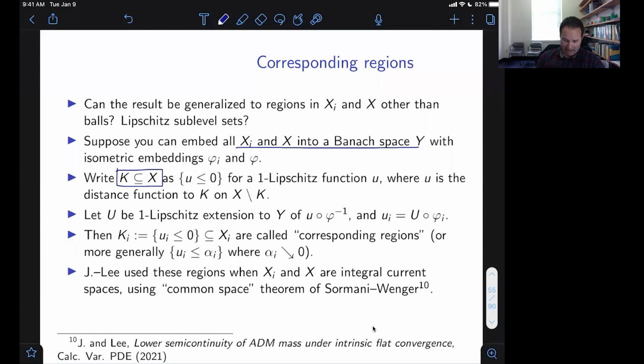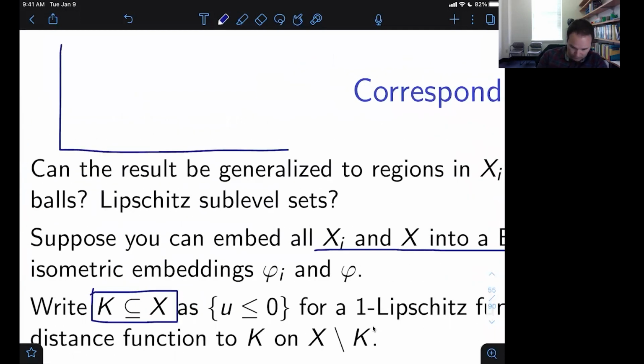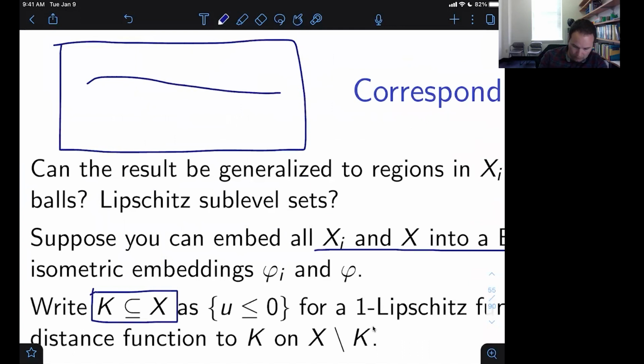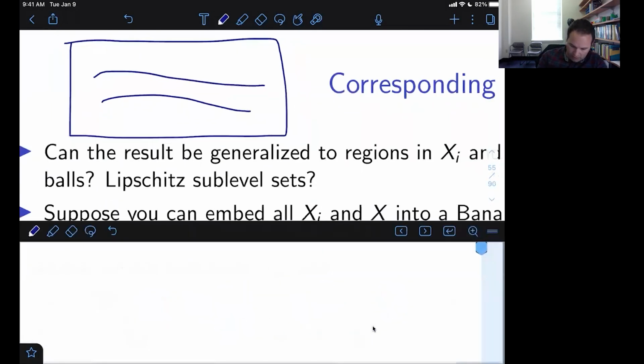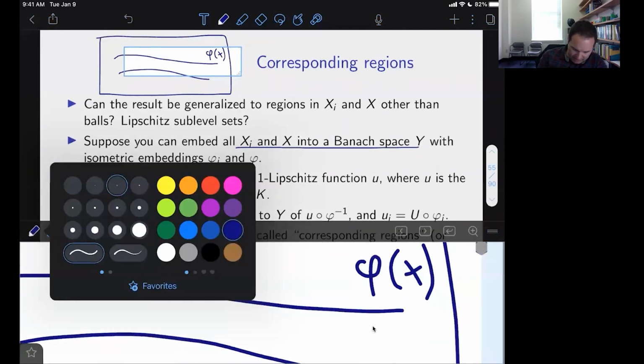Then if you've embedded onto a common space, you can define u on the image. Let me draw a picture here. So this is phi of x. K is some compact set.